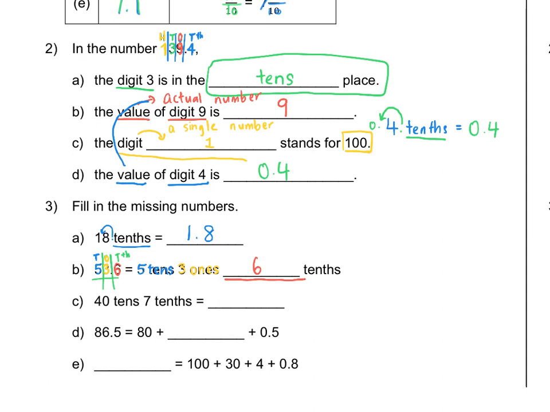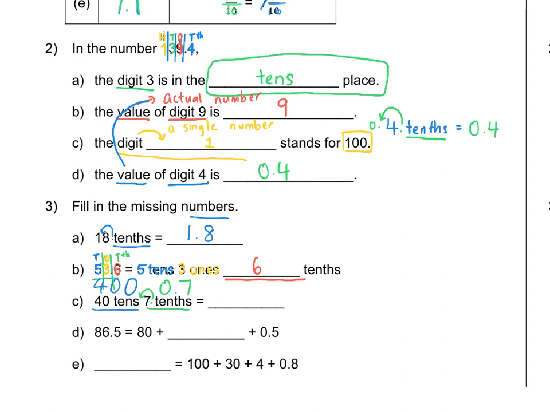Let's continue to part C. 40 tenths and 7 tenths. Write it as a number. Now what is the value of 40 tenths? 40, and you write a 0 behind. So 40 tenths is actually 400. How about the value of 7 tenths? Same thing, whenever we see tenths, we move the decimal point 1 decimal place forward, we get 0.7.